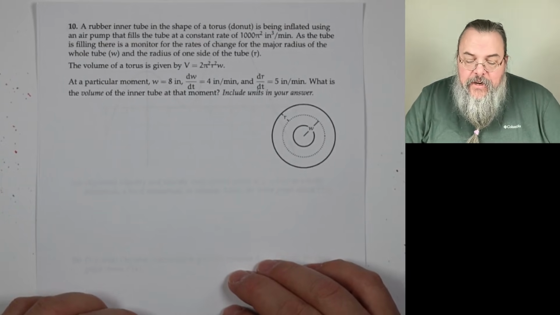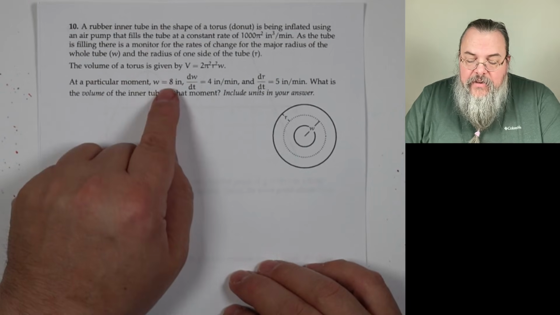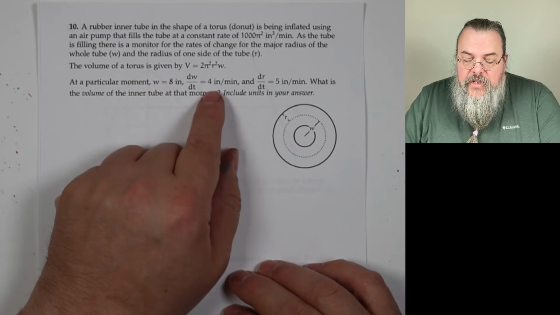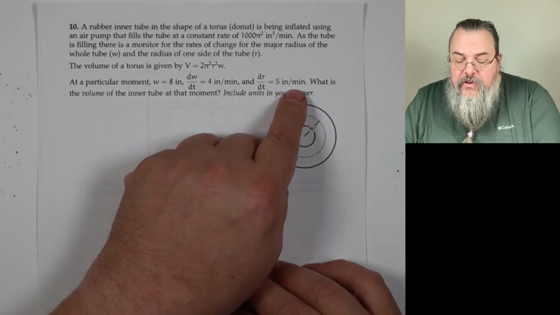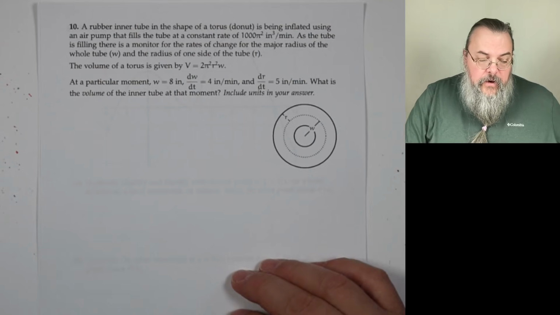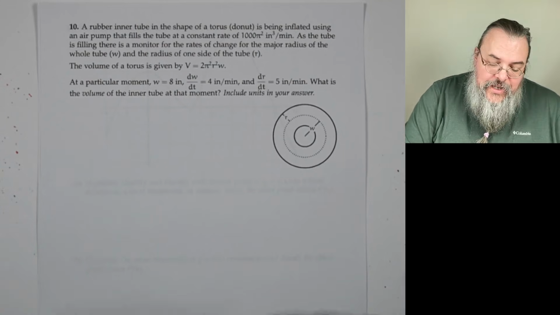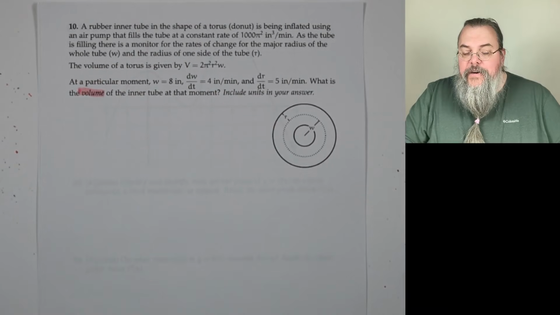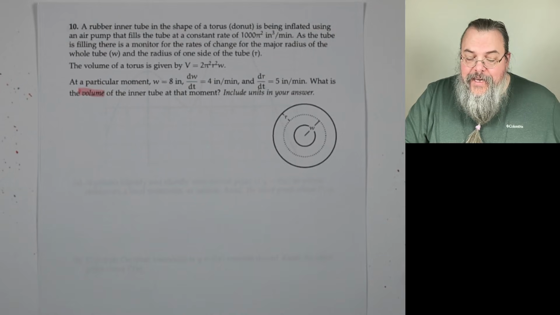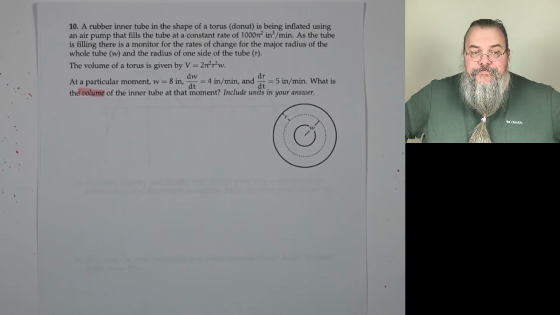At a particular moment, we have W is 8 inches, dW/dt is 4 inches per minute, and dR/dt is 5 inches per minute. What is the volume? And notice here, they italicize that, emphasizing the volume of the inner tube at that moment. Include units in your answer.